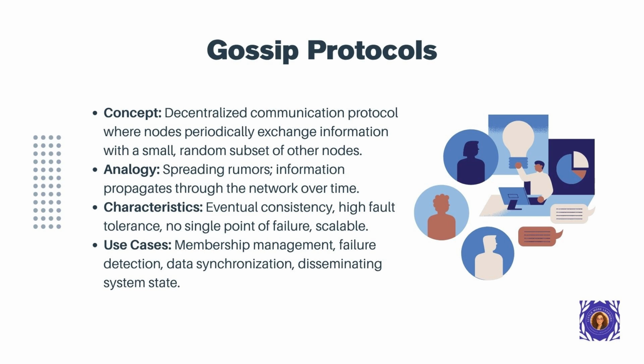Gossip protocols offer extremely high fault tolerance because there's no single point of control that can fail and bring down the communication. They are also remarkably scalable, as the communication overhead per node remains relatively constant regardless of the overall cluster size. These protocols are widely used for crucial tasks such as membership management, which involves tracking which nodes are currently active, failure detection, identifying unreachable nodes, data synchronization, disseminating updates efficiently, and generally propagating overall system state information across a large cluster.